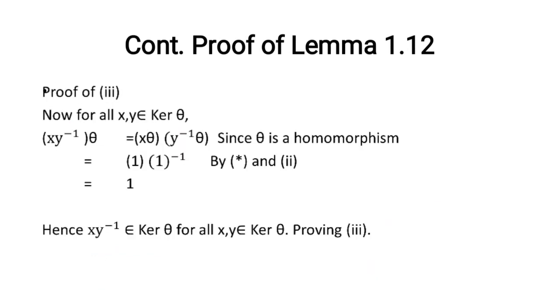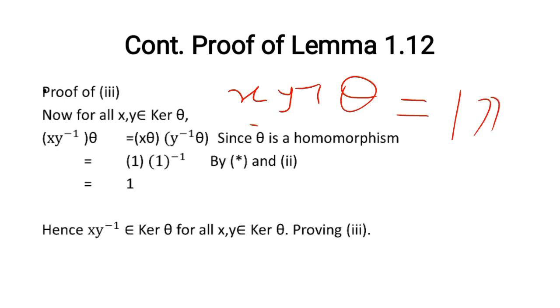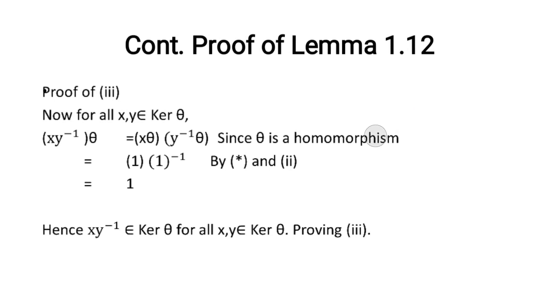Okay, the third identity now. What are we to show in the third identity? We said we will show that x y inverse theta, we want to check if it gives us 1. That's our target, because if it's in the kernel, it will go to 1, right? So let's see if it will give us 1.